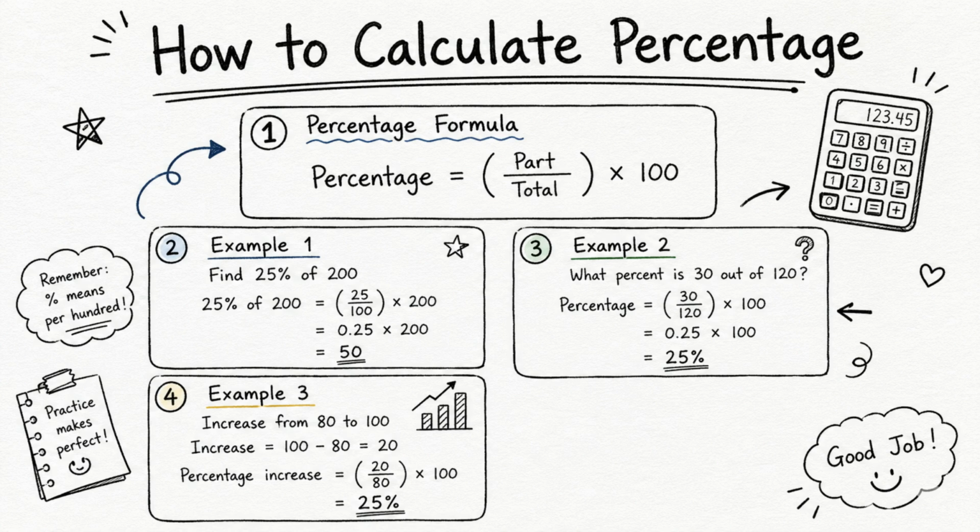Multiply by 100. Now you have it. Part over total and multiply by 100. You got this.